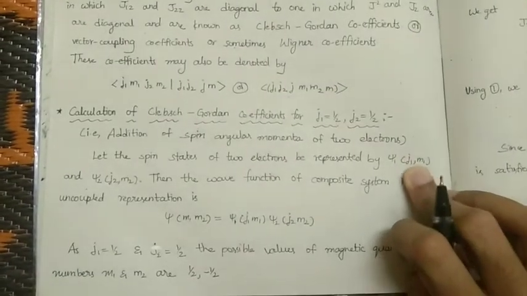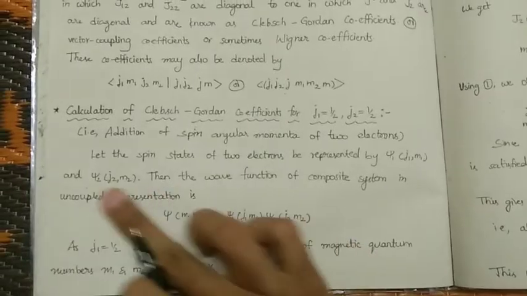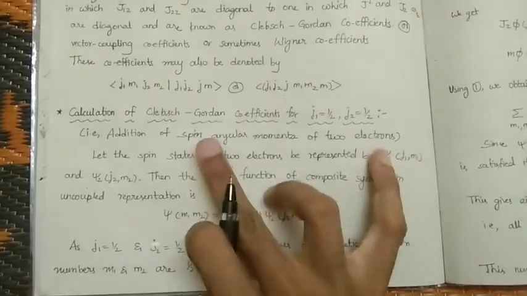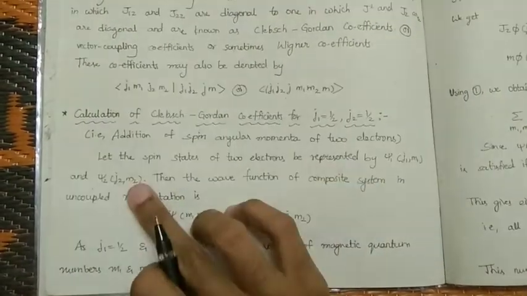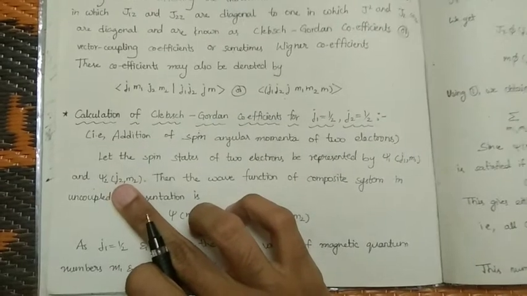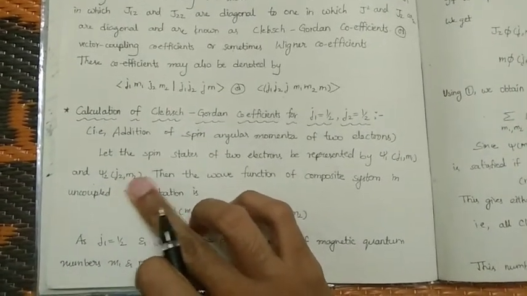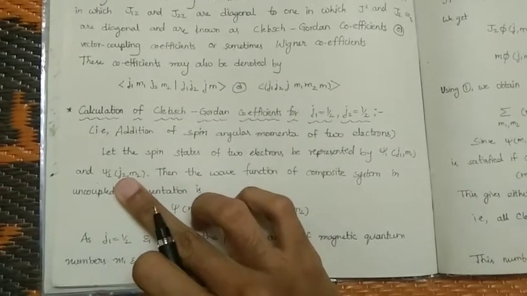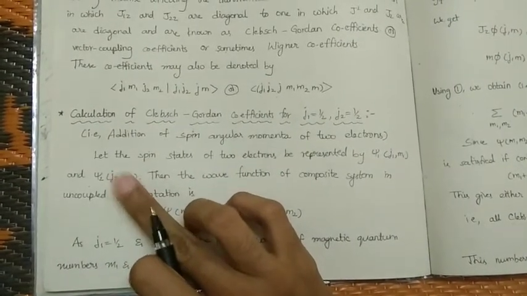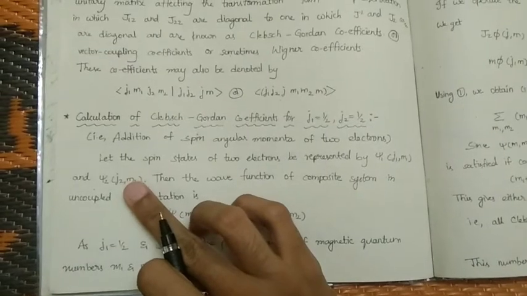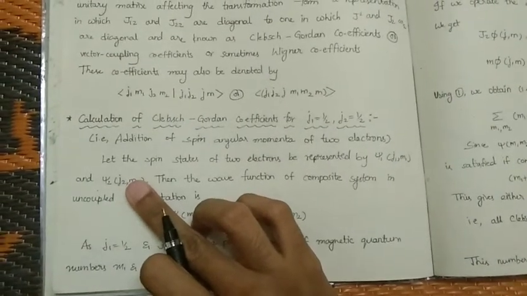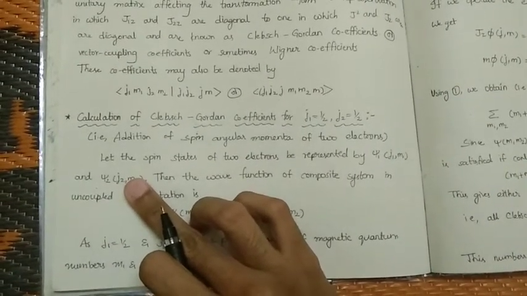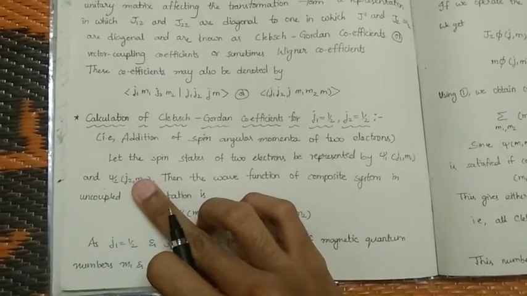So for the first electron the wave function is xi1, and the second electron's wave function is xi2, a function of j2 comma m2, that is the second electron's total angular momentum and its orientation. That is its magnetic quantum number. The magnetic quantum number gives an idea about the orientation of the electron around the atom.